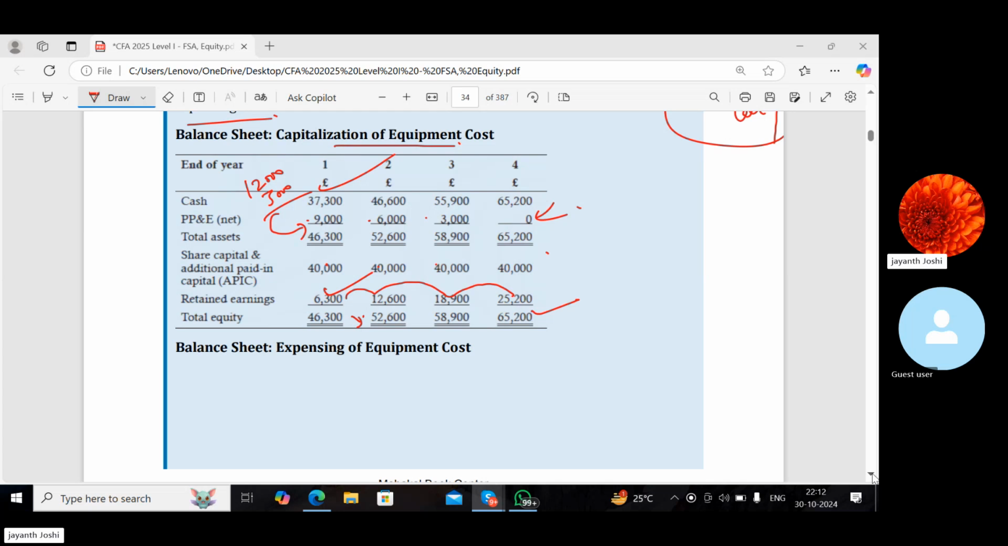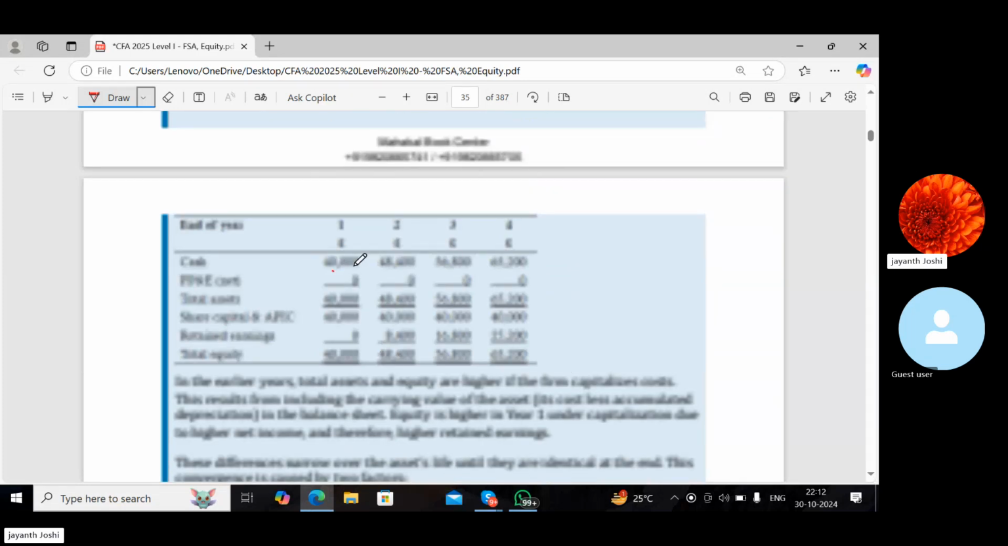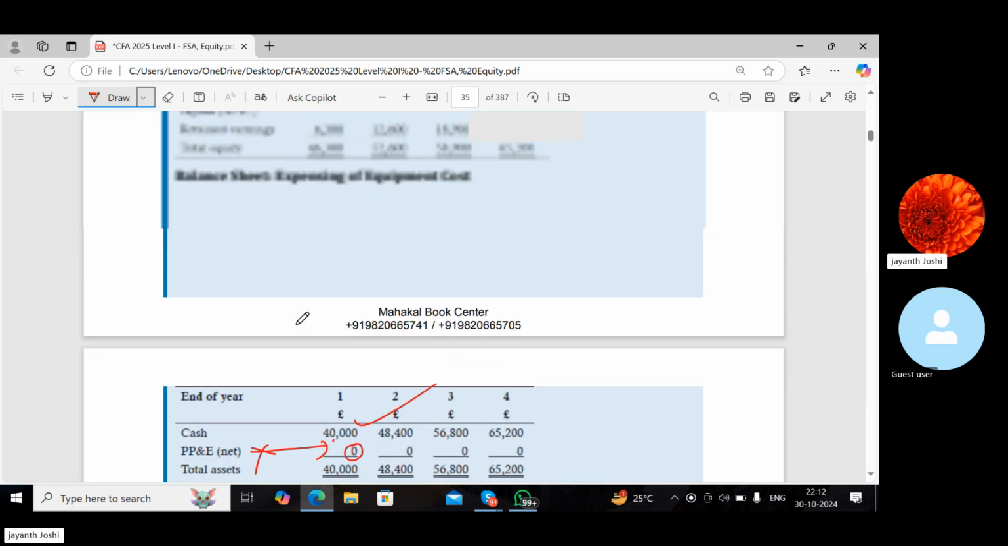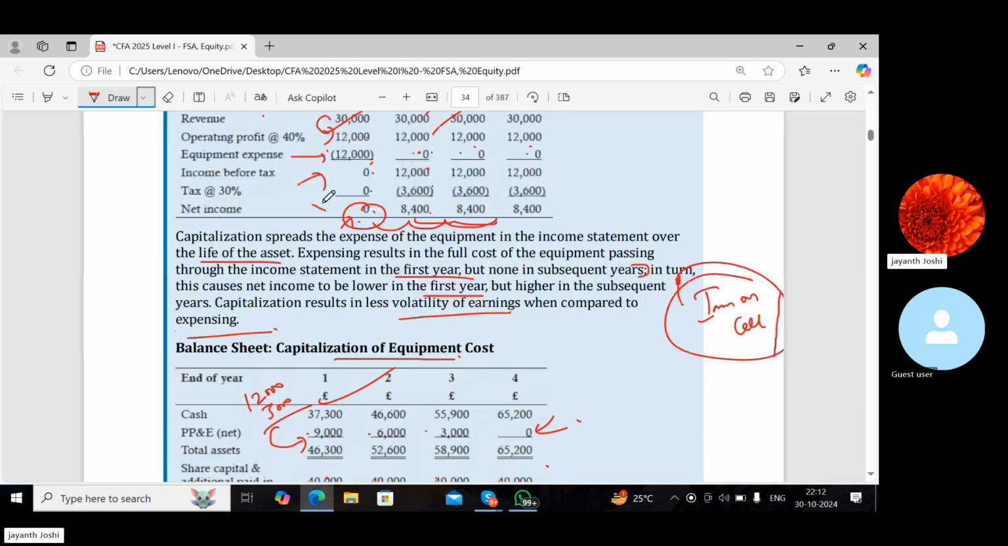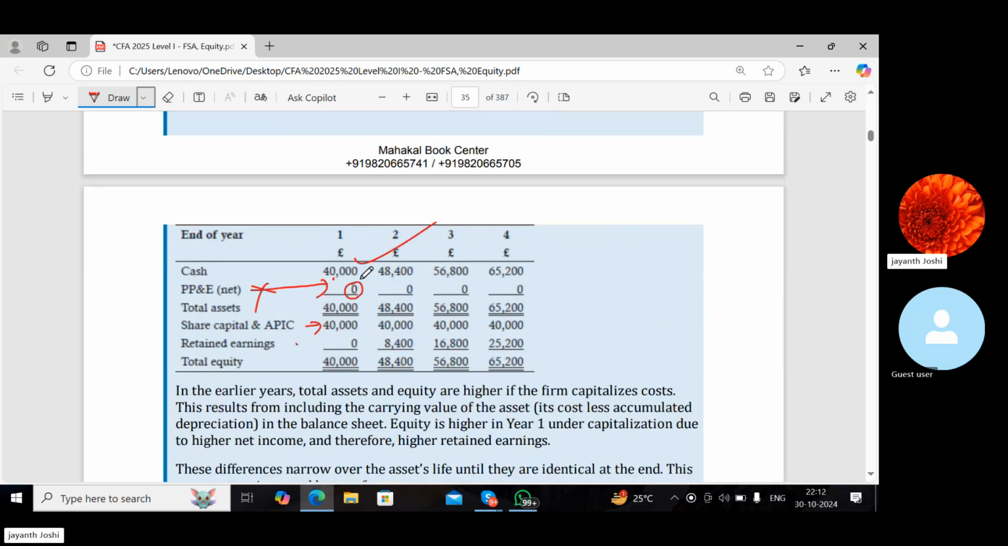Now coming to the expensing part. Expensing of equipment. So first we take the cash, and you don't write anything for the equipment if you expense. It doesn't come under the balance sheet. And share capital and retained earnings is zero. Already we see, when we expense, the retained earnings is zero because net income is zero in the first year. Then cash in the second year, 48,400.